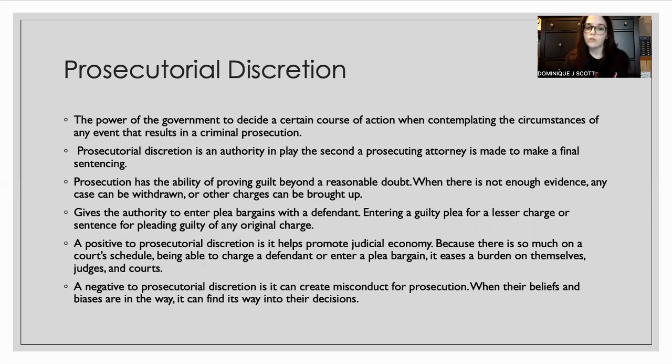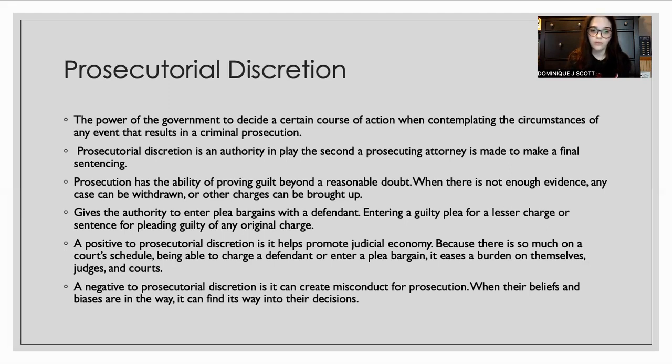A positive to prosecutorial discretion is it helps promote judicial economy. Because there is so much on a court schedule, being able to charge a defendant or enter a plea bargain eases a burden on themselves, judges, and the courts. It gives the authority to enter plea bargains with a defendant, entering a guilty plea for a lesser charge or sentence for pleading guilty to the original charge.